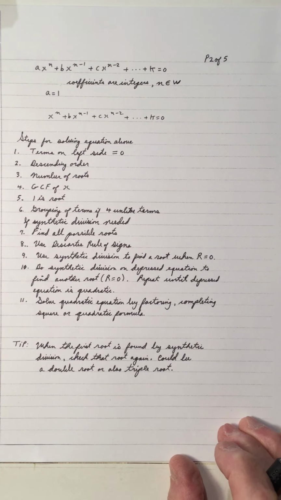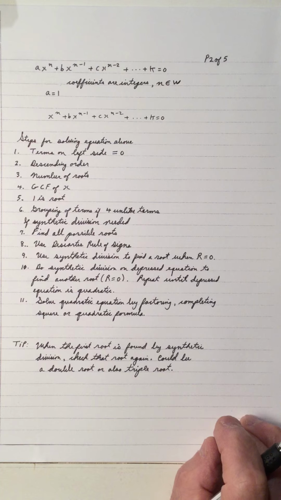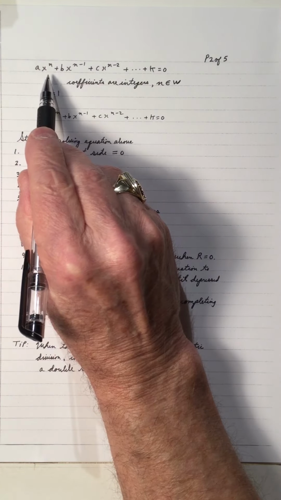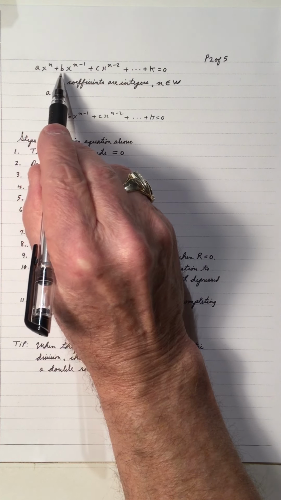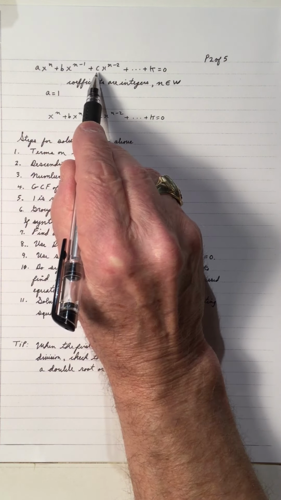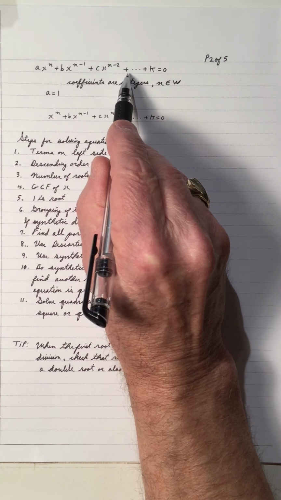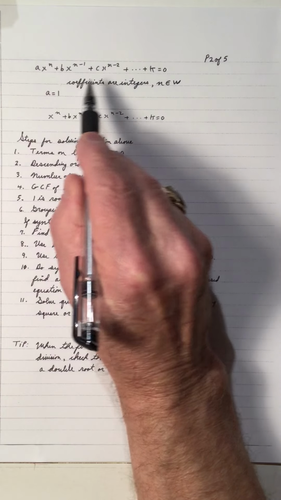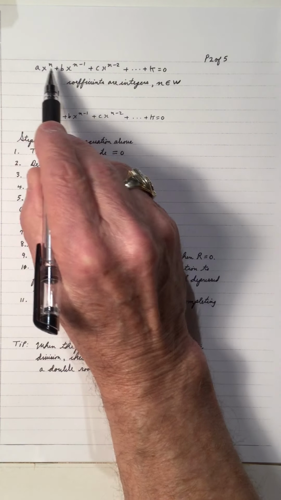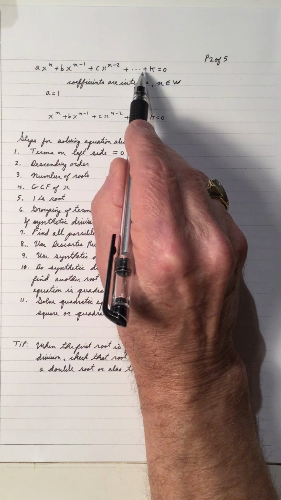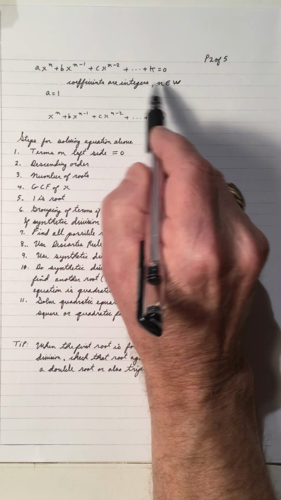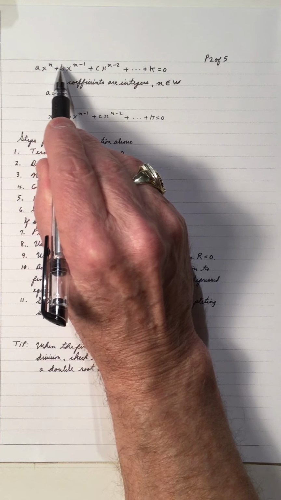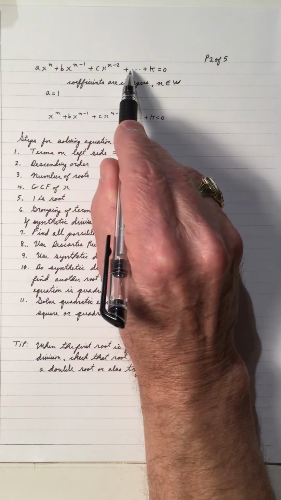When I'm solving polynomial equations, I always follow this order. The polynomial equation is ax to the n plus bx to the n minus 1, plus cx to the n minus 2, and I'll keep going down to the constant term k. The coefficients a, b, c, and k are all integers, and the powers are whole numbers that decrease in descending order.